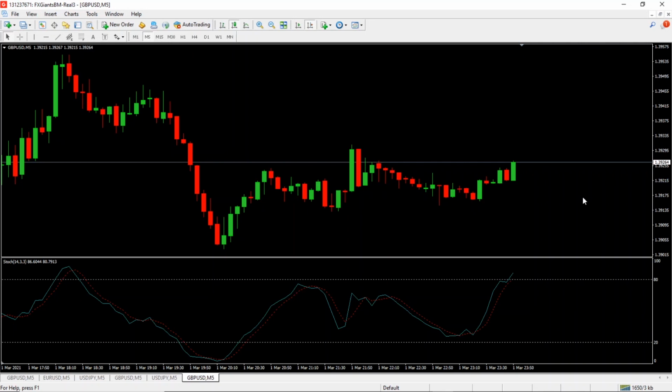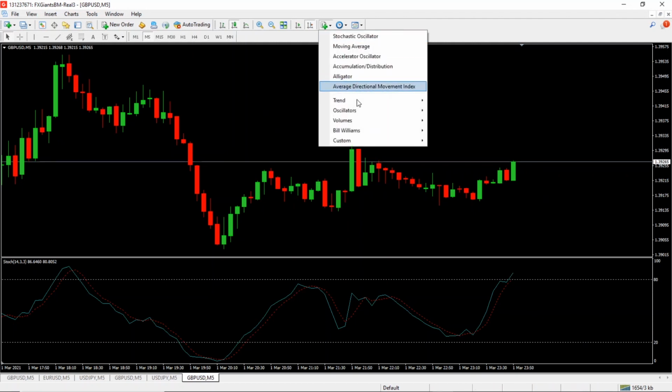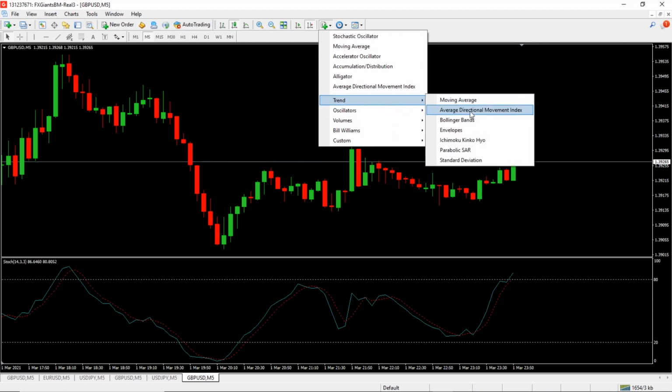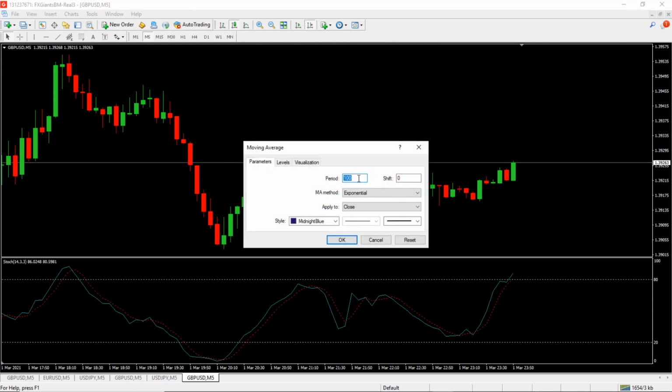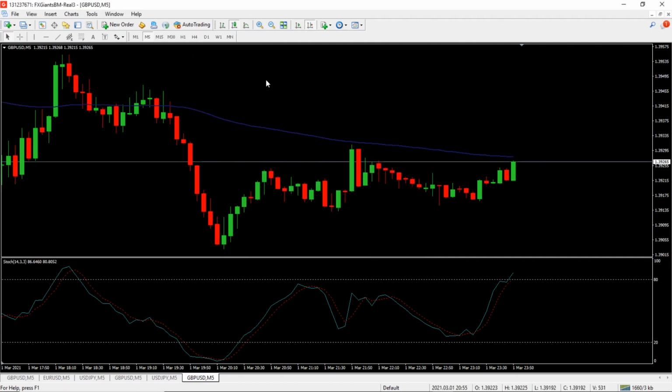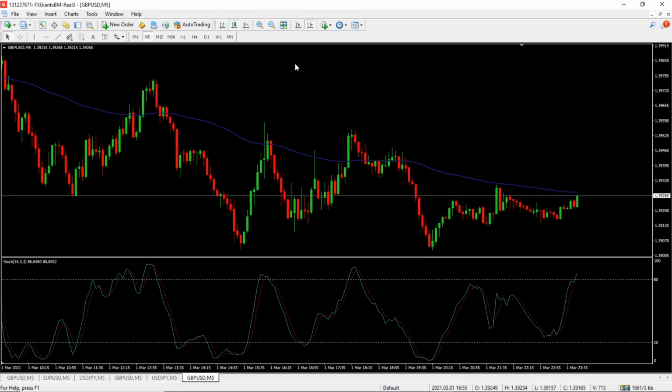The best way to apply the stochastic oscillator is to only place trades towards the trend of the market. So how do you know the trend? Just apply the simple moving average. I make use of 100 as a period, and you zoom out, and as you can see, it's coming down. So it's a downtrend.